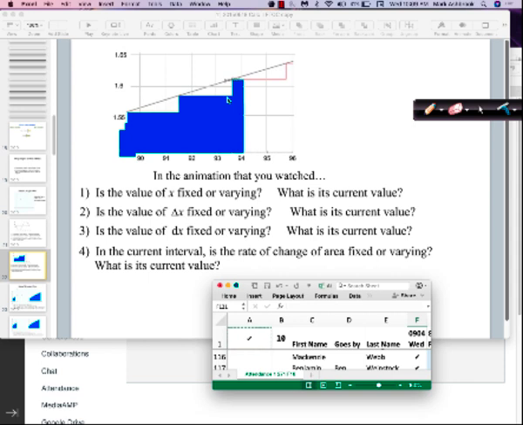Okay, Mackenzie, where's Mackenzie? Is dx in the animation fixed or varying? Varying, and what's the current value in what we're showing here? So the same dx we had before, remember dx varied through intervals of delta x, as x varied through intervals of delta x, right? So can you estimate what dx would be in this snapshot? Yeah, exactly, 0.5 or 0.4-ish.